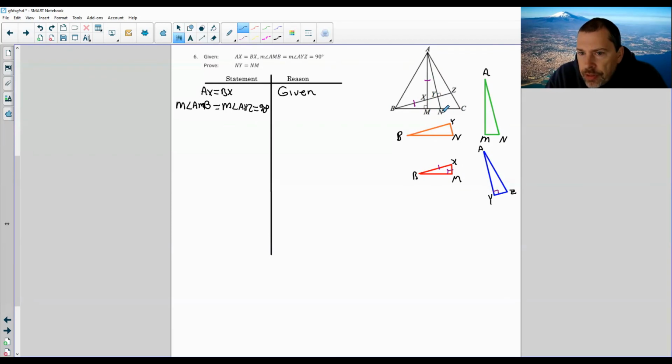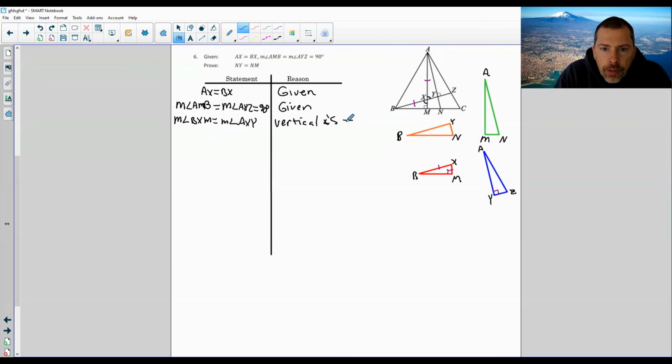We have, let's see. Oh, I see right here, vertical angles, and that's AXY. No, we didn't use triangle AXY. So BXM and AX, yeah. So we're going to say that these two angles are congruent. Vertical angles are congruent. The measure of angle BXM equals the measure of angle AXY. Reason? Oh, this was given. Vertical angles congruent.